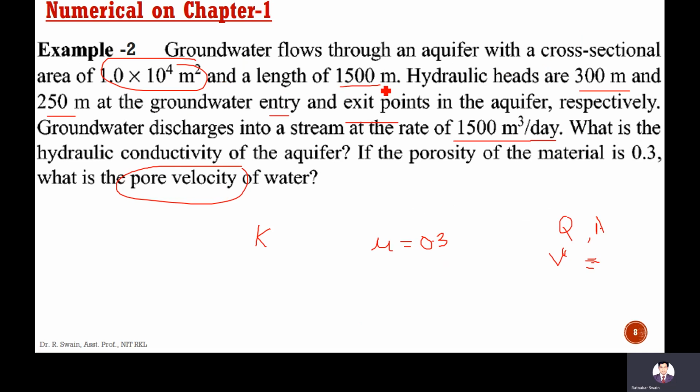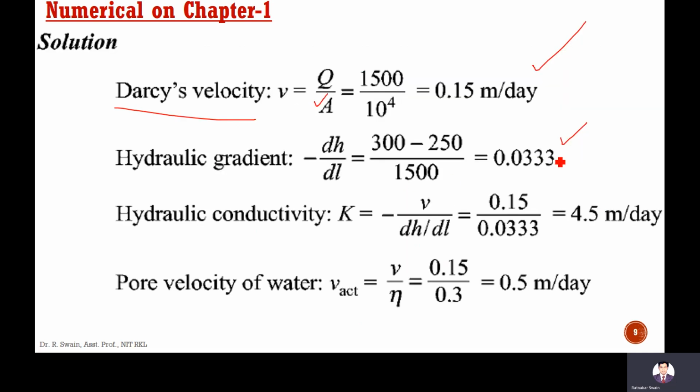Here the length is 1500 meters. So here we can calculate dS by dL, the hydraulic gradient. So hydraulic conductivity K is equal to velocity divided by dS by dL. Here we can calculate simply by using this equation, 4.5 meter per day.